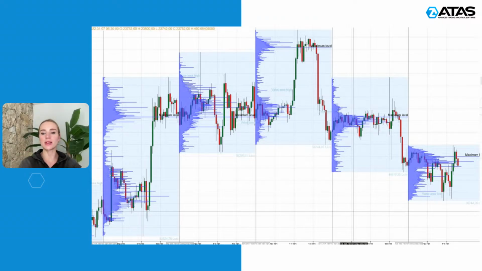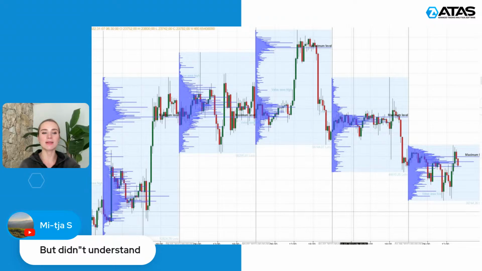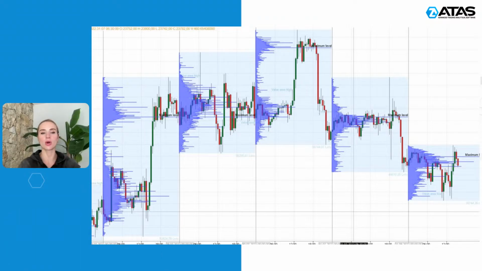Talking about market phases, well, Mitya said, but I used it but didn't understand it. I do hope that after this marathon, you will confidently feel like you can go back to your trading platform Atas, connect your account and start confidently trading using market profile and TPO tool.